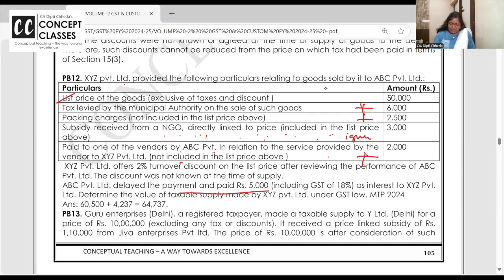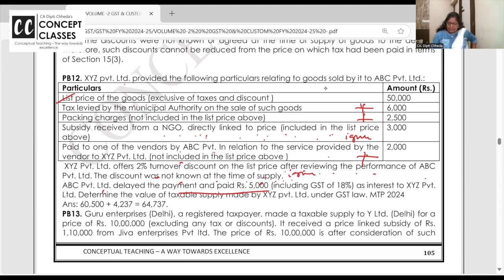Now XYZ Limited offers a 2% discount on list price after reviewing the performance, and this discount was not known at the time of supply. Afterwards, based on your performance or year end or secondary discount, you have given a 2% discount. This is not linked and ITC is reversed and all. So we have to ignore. That's not a part of transaction value.